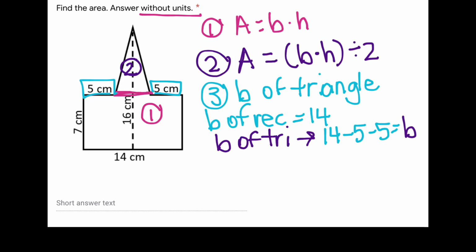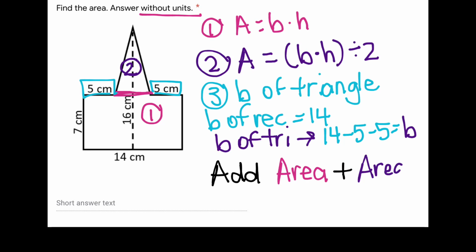And then finally, we need to add the area of our rectangle plus our area of our triangle to get the total area. Remember, it says area without units, so you're just going to write the number.